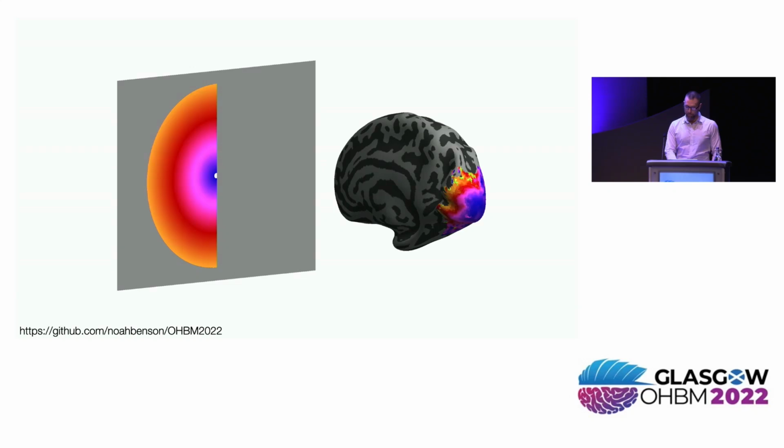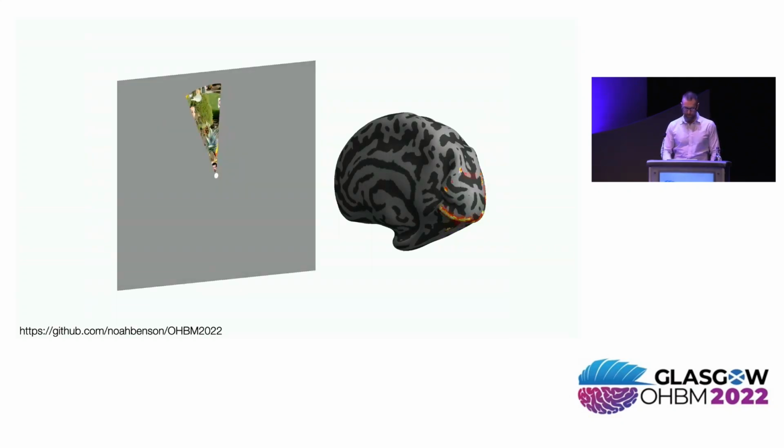So, for example, I don't seem to have a pointer, but for example, the posterior blue part of the cortex responds when the stimulus is in the blue region of the screen. This overall property is called the visual eccentricity.